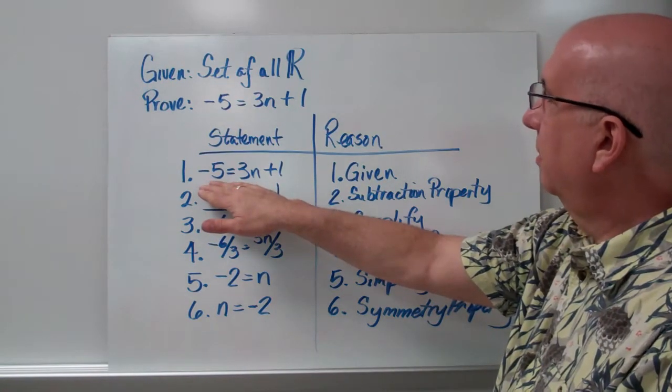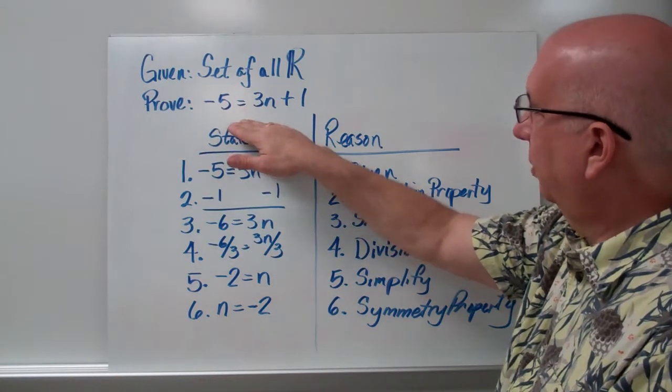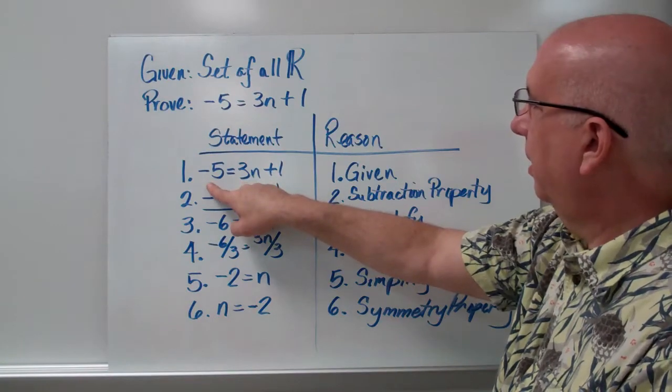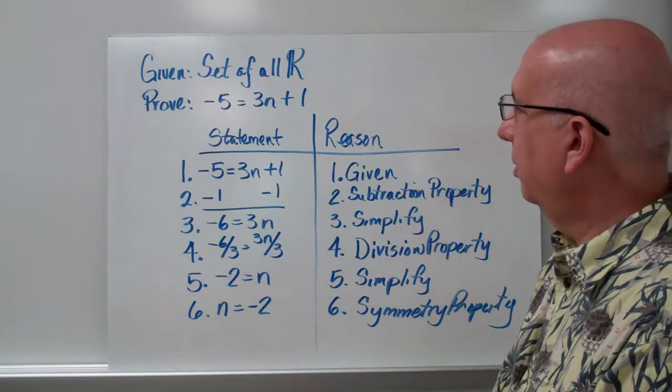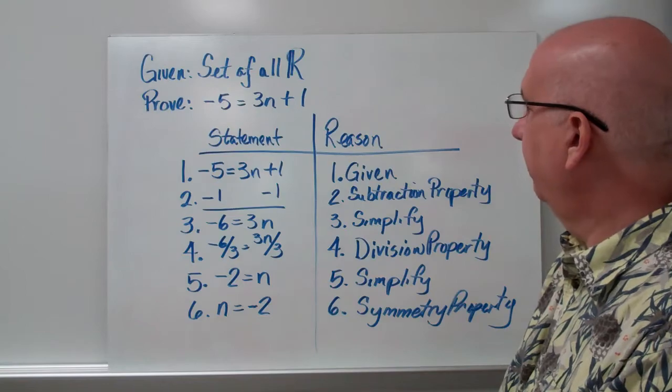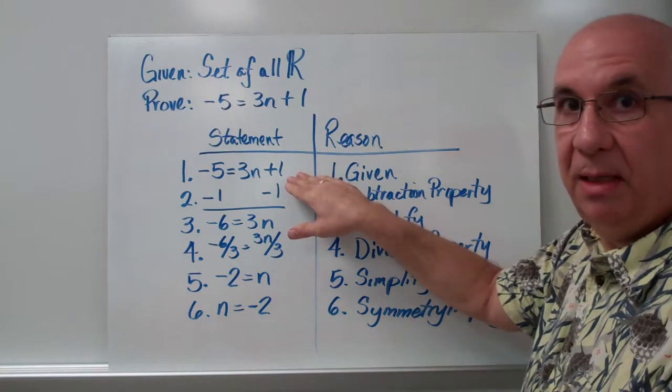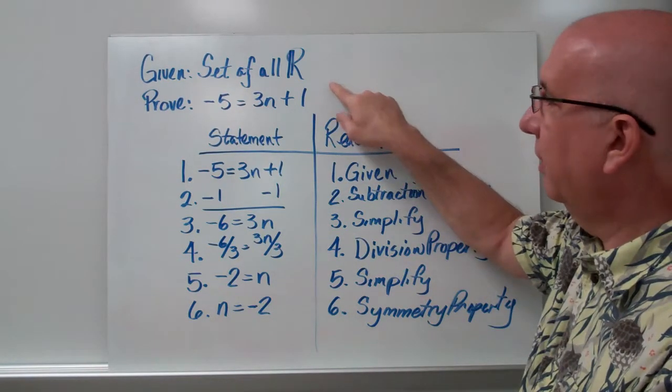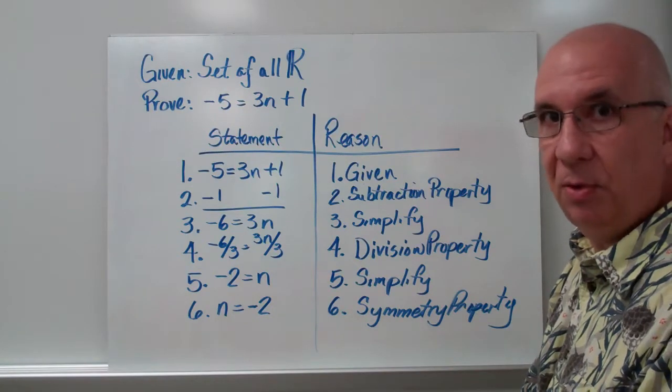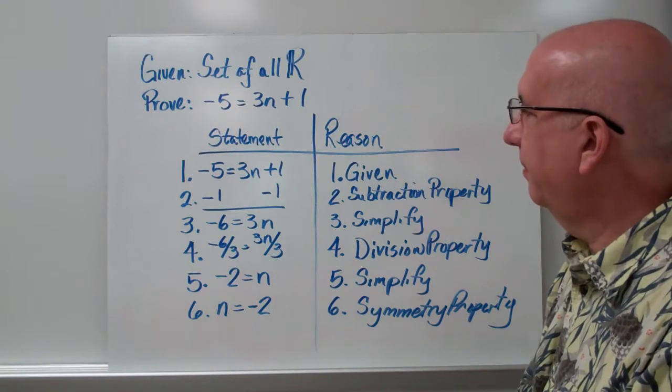The first one is, you start with what you're given. You're given that the equation minus 5 is equal to 3n plus 1. What's the reason I can make this statement? Well, it was given up here at the very beginning. That's the reason I can say that.